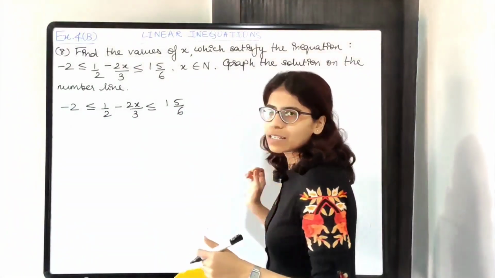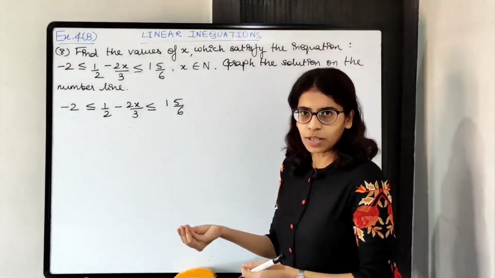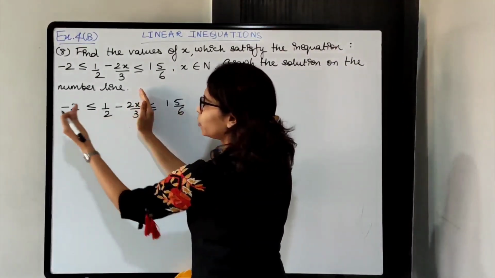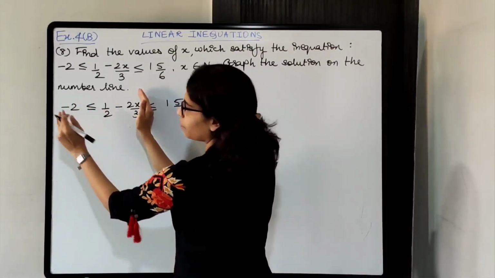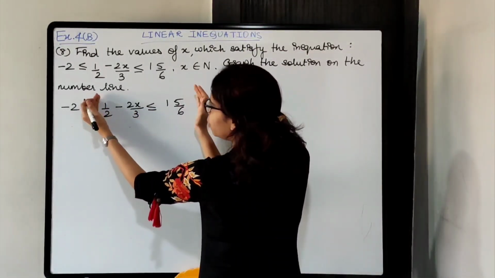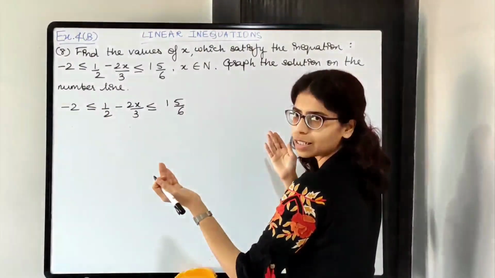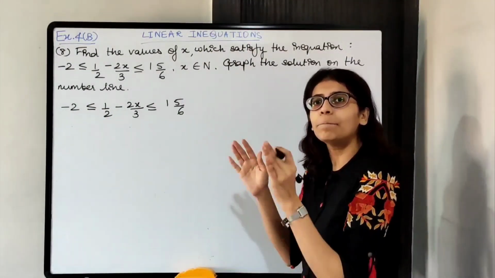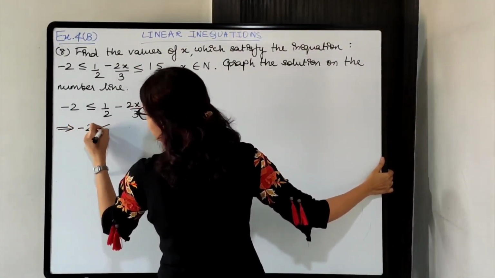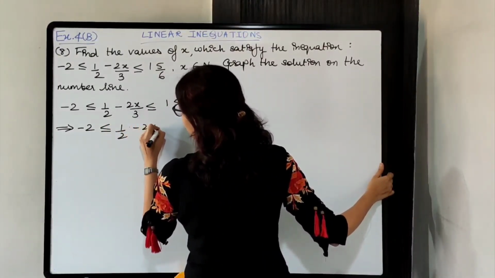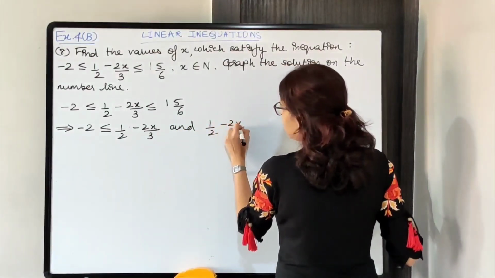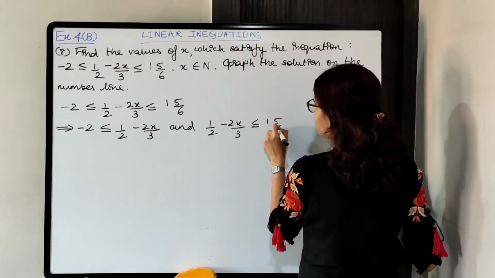Now 2 inequality signs हैं, so हम लोग क्या करेंगे, we'll break it into 2 parts. First we'll consider first part, only the first inequality sign and whatever is on the LHS and RHS, and then we'll consider the second inequality sign and whatever is on the LHS and RHS. So we'll break it into 2 parts and solve them separately, and after that we'll combine the solutions again. So -2 ≤ 1/2 - 2x/3 and 1/2 - 2x/3 ≤ 1 5/6.